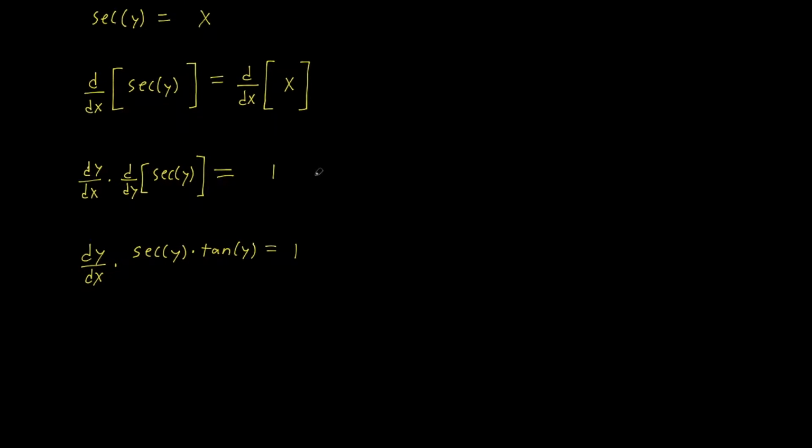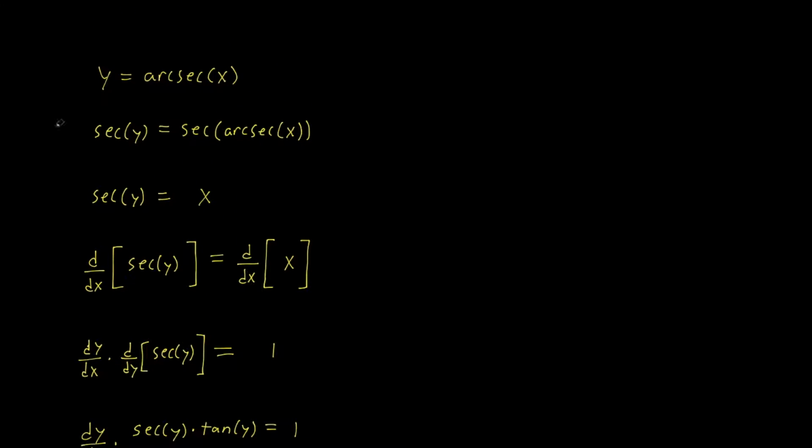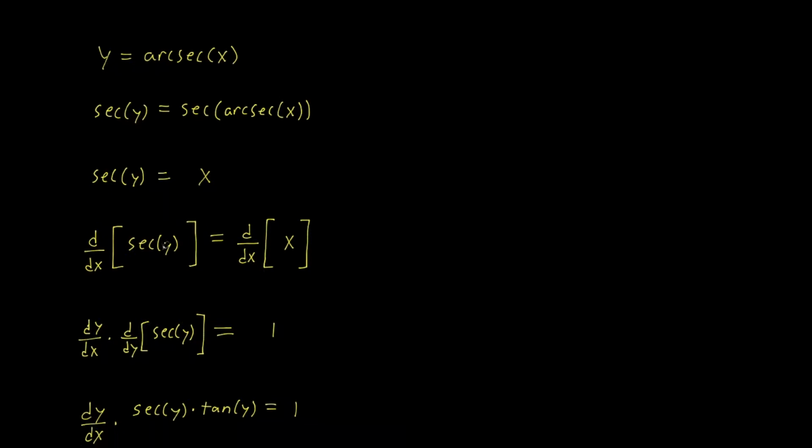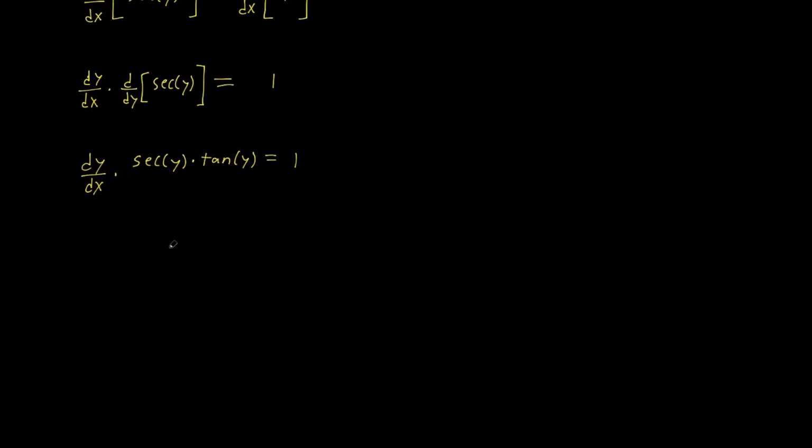So let's go up to the top for a second. Notice that we have y equals arcsecant of x. So if we take the derivative of y with respect to x, that's the same thing as saying the derivative of arcsecant x with respect to x. So we're actually going to go back down here and notice that we have dy dx. So we're going to want to solve for this. In order to do that, we're going to divide both sides by secant y times tangent y. So dy dx equals 1 over secant y times tangent y.